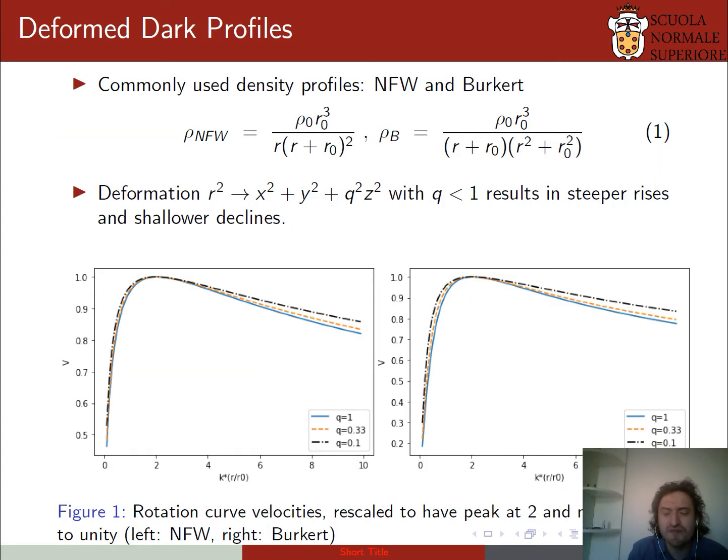For the purposes of our analysis, we have worked with two commonly chosen dark matter profiles, the Navarro-Frenk-White profile and the Burkert profile. And as you can see from these graphs, if one deforms the profiles, then the rotation curves would yield steeper rises and shallower declines at large distances, for both the Navarro-Frenk-White profile and the Burkert profile.